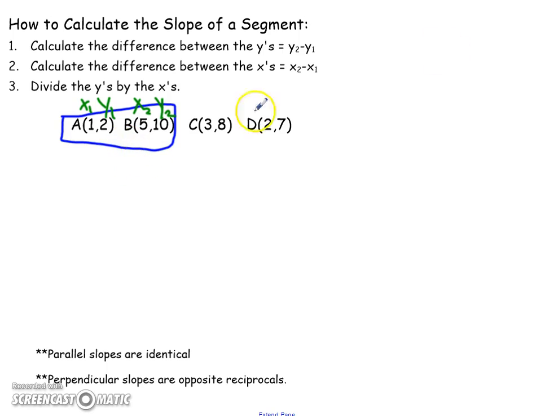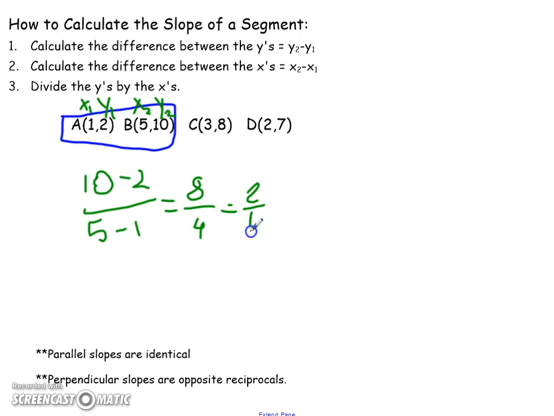And then I'll just put this into the formula where we take y2 minus y1, so 10 minus 2. And then I'm going to do x2 minus x1, or 5 minus 1. 10 minus 2 is 8. 5 minus 1 is 4. 8 divided by 4 is 2 over 1, or just the value 2. You can leave it as a fraction or a whole number, it doesn't matter.